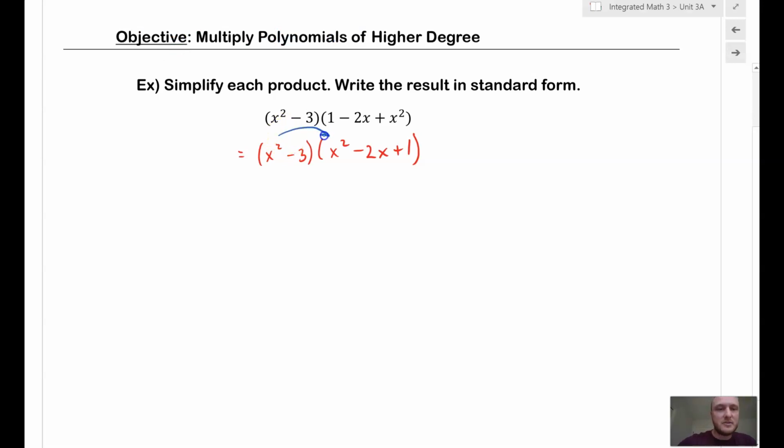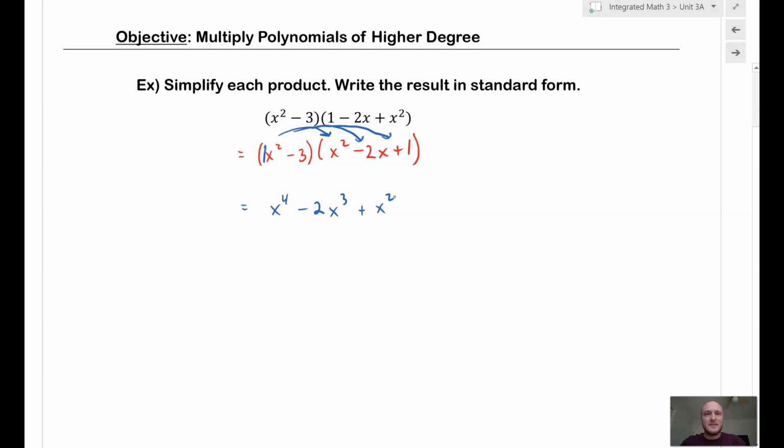So I have x squared times x squared. That's x to the 4th. X squared times negative 2x. Remember, this coefficient is 1. So 1 times negative 2, that's negative 2. X squared combined with x gives us x cubed. And then x squared times 1 is just x squared.